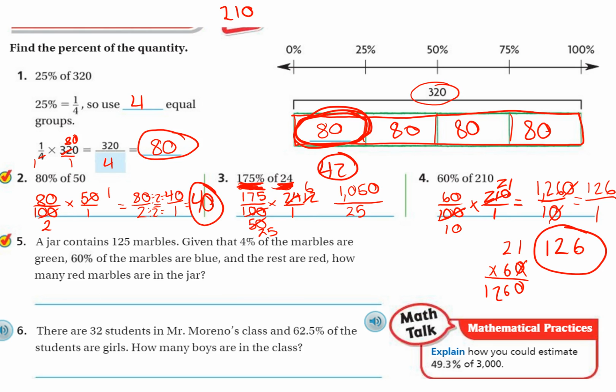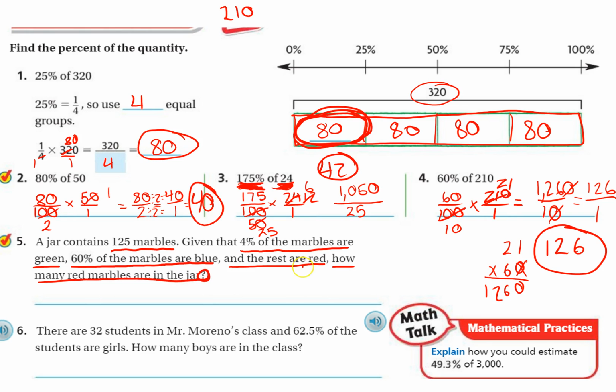Okay, so a lot of math, a lot of steps, but if you take your time and go through the steps, you'll get it right. But you do have to take your time and go through the steps. Okay, let's go to number 5. A jar contains 125 marbles. Given that 4% of the marbles are green, 60% of the marbles are blue, and the rest are red, how many red marbles are in the jar?